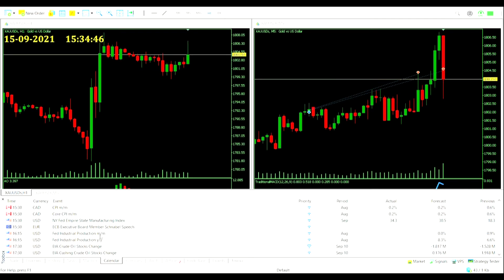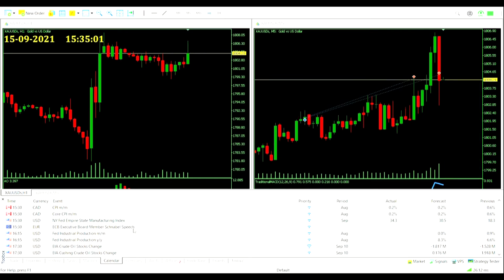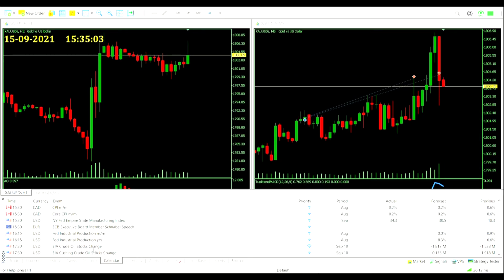But in terms of the economic calendar, next up we've got 4:15 Fed industrial production month on month and year on year. Month on month is forecast to be flat. I think they'll be looking to beat that. And that's about the last one that should affect us really for the day. There's not going to be any impact from this oil stock exchange onto us, although it is obviously super interesting if you are trading on the oil.